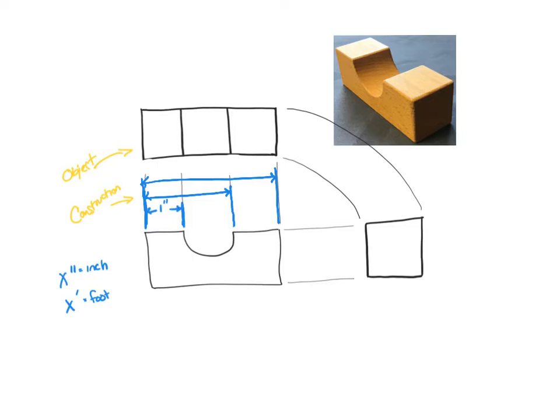Notice you always want to have your dimensions on the object view that displays the most information. So I'm going to put my dimensions on the front because it shows me the most detail, but also a contour. A contour is a change in shape.